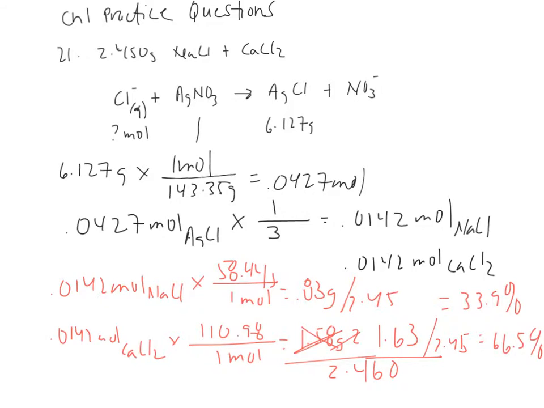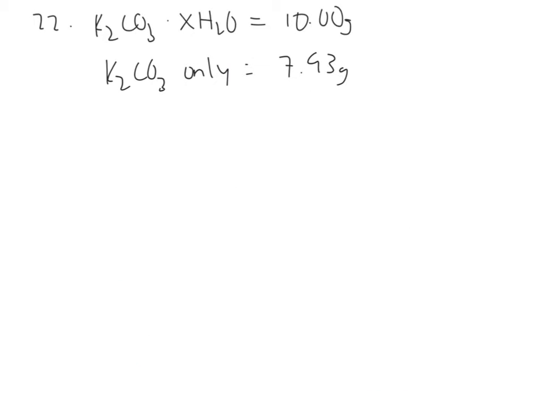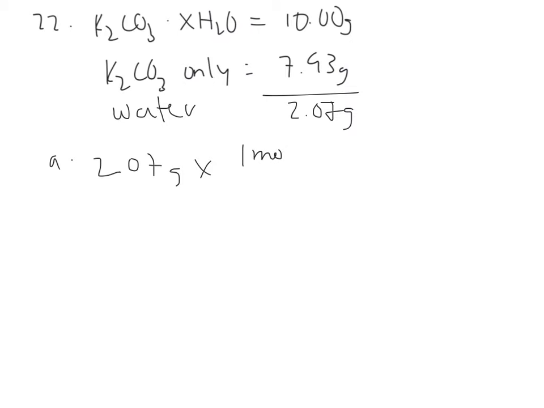So number 22 tells you have this hydrate of potassium carbonate, and when it's hydrated, it weighs 10 grams, and when you heat it up and have the salt only, it's 7.93 grams. So part A wants to know how many moles of water this is. So if we subtract, we can assume the 2.07 grams that we lost was all water. Take that 2.07 grams and convert it into moles, knowing that there's 18.02 grams per mole, and that gives me 0.115 moles of water.